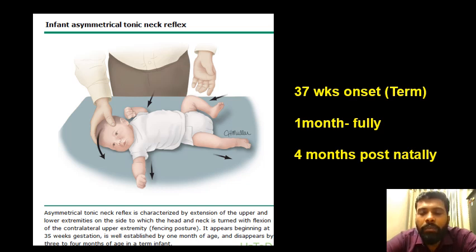Okay. For our purpose, it can also be attributed to an archer's pose. Just like an archer holds his position to actually fire an arrow. Okay, this is the position. That is somewhat similar to this fencing position also. It appears beginning at 35 weeks, well established by 1 month, and disappears by 3 to 4 months postnatally.